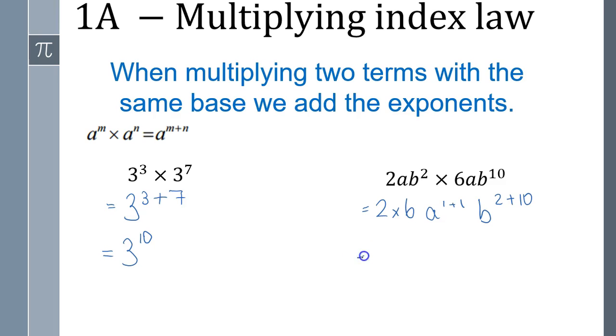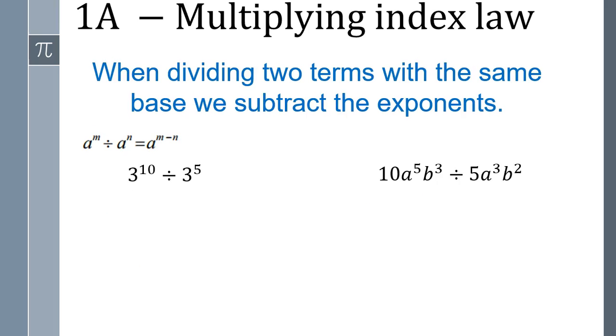So let's simplify that. 2 times 6 we know is 12, a to the power of 2, b to the power of 12. And that's it. We can't simplify any further because our bases are different. So that's the first index law, multiplying.